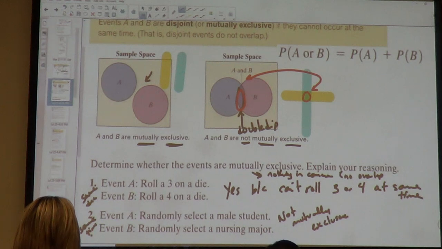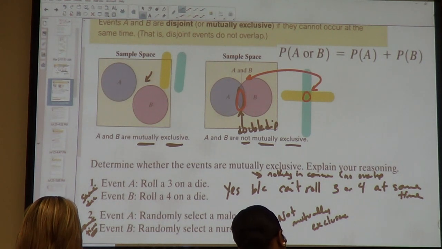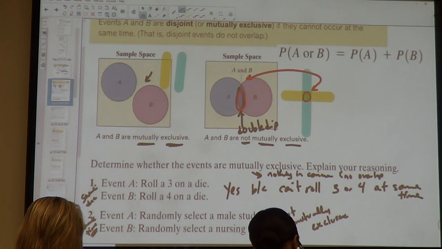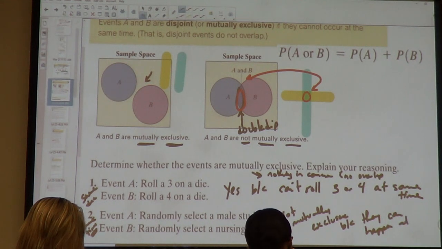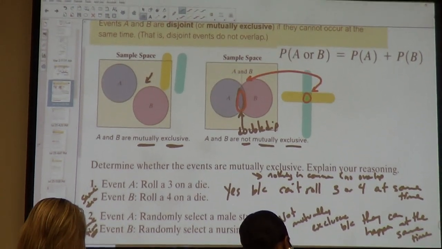And that's why I'm saying at the same time, it's two different events for the same thing. Okay. So it's at the same time. It's a little confusing the way it words it. That's why I said same day, same time. So not mutually exclusive because they can happen at the same time. You can have a male student who is a nursing major.